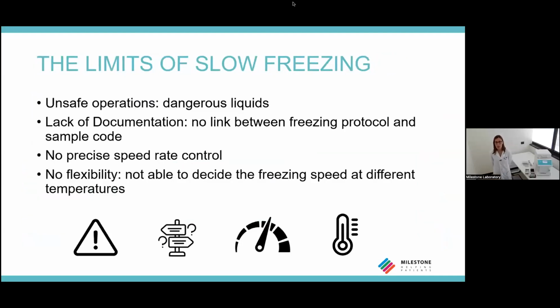So we have seen that the best way to freeze a sample, preserving the viability of cells, is slow freezing. However, the actual methods used have some limitations. For example, Mr. Frosty can't guarantee a perfect and constant freezing rate, and it allows only one freezing speed, that is about 1 degree per minute.